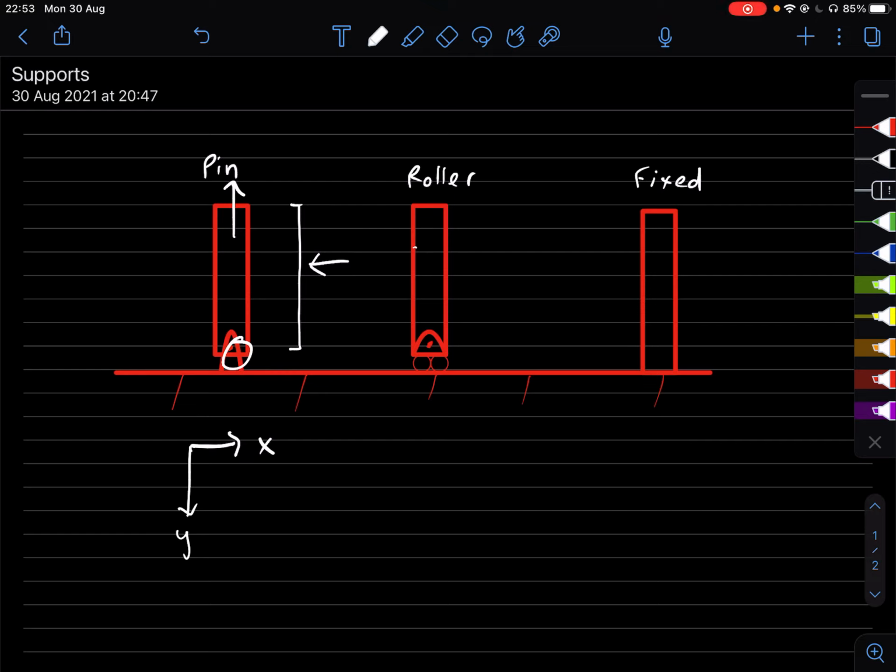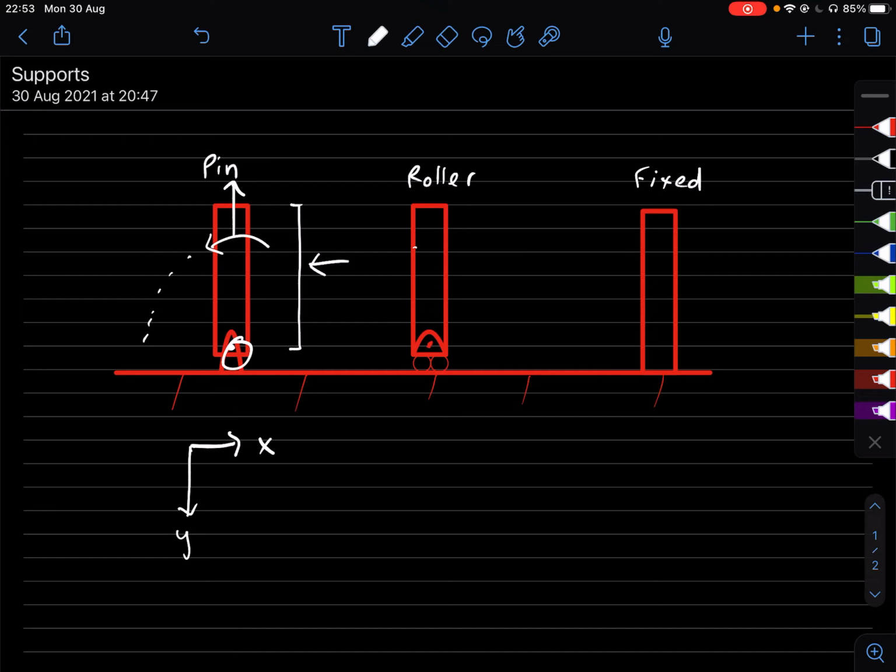Alright, so what if we try then to rotate this beam? What if we try and rotate this beam like that? Well, because it's a pin support, it's actually going to allow us to rotate. So we're not going to have a moment reaction for this support. Okay, that's important.